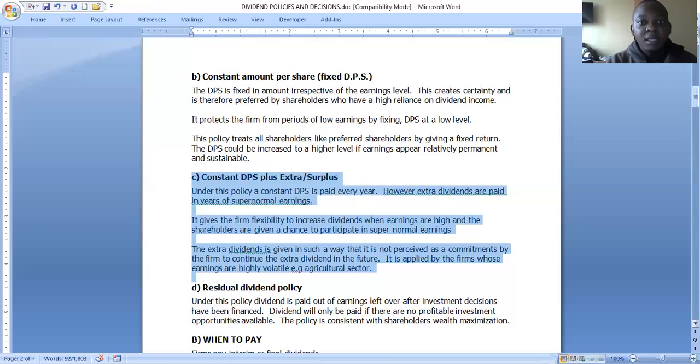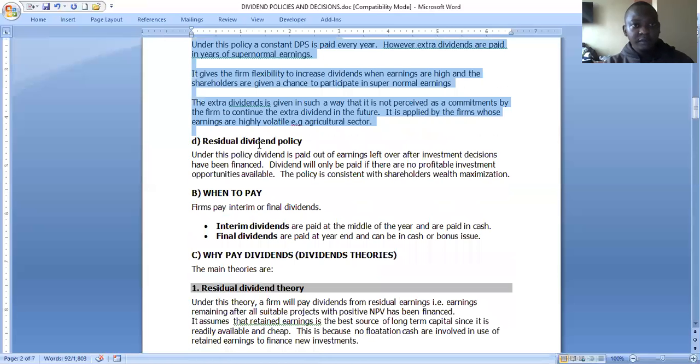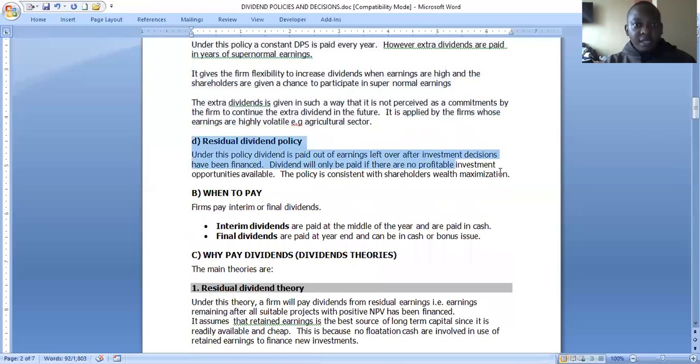Under this policy, a constant dividend per share is paid every year. However, extra dividends are paid in years of supernormal earnings. So the shareholders receive an extra or a surplus if the business has reported extra profits. And then we have a residual dividend policy. Under the residual dividend policy, dividends are paid out of earnings after the investment decisions have been financed.